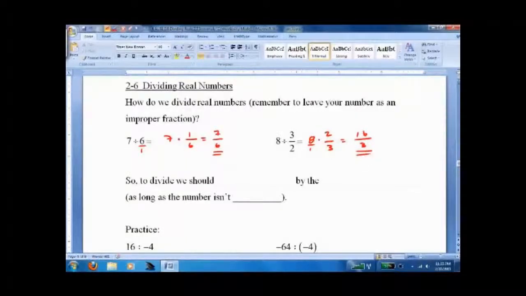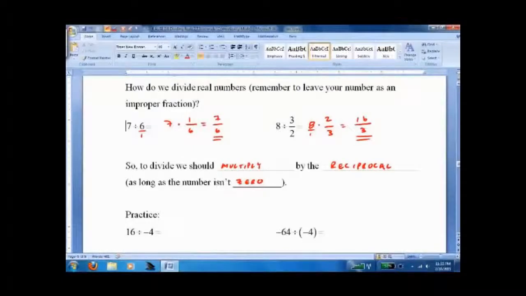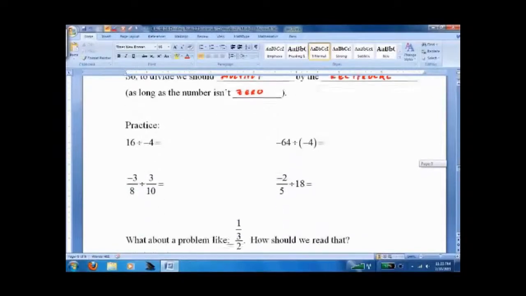That's it. So to divide, we should multiply by what we call the reciprocal. And the one exception is that we cannot divide by 0. So as long as that number isn't 0, we're pretty much good to go. In case you're wondering what will happen when you try and divide by 0, I recommend you try it in your calculator. See what happens. So just take any old number, 4, 5, 20, whatever, and go forward, divided by 0. See what happens.